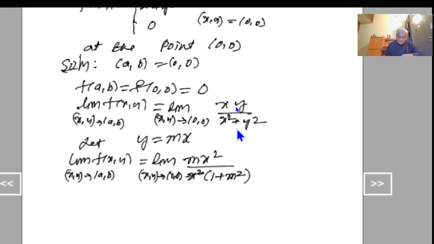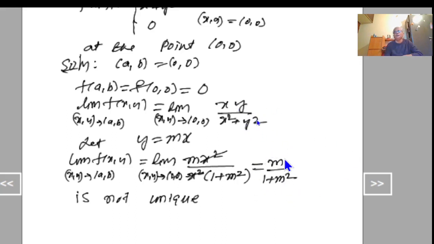Now here x square gets cancelled. Then, as x tends to 0, this is nothing but m divided by 1 plus m square. This is my limit. And here this limit is not unique, because if we take m equal to 1, I get one value, m equal to 2, I get another value, m equal to 3, I get another value. That is, this value depends on m, and m is arbitrary. So this quantity is not unique. Therefore, the limit does not exist.